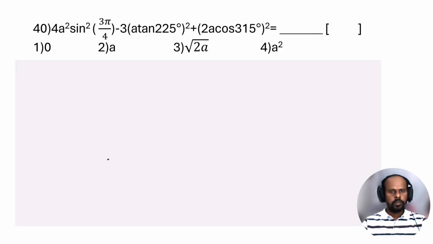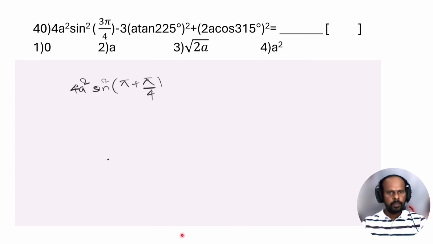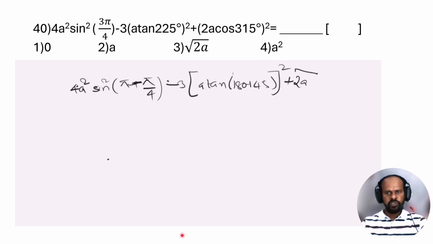Look here. 4a square sine square 3 pi by 4. How I am writing, you see: 4a square sine square 3 pi by 4 can be written as pi minus pi by 4, minus 3 tan square 225, I am writing as 180 plus 45, which we can write in the form of 225, square writing as it is, plus 2a cos 315, I am writing as cos 360 minus 45, square writing as it is.